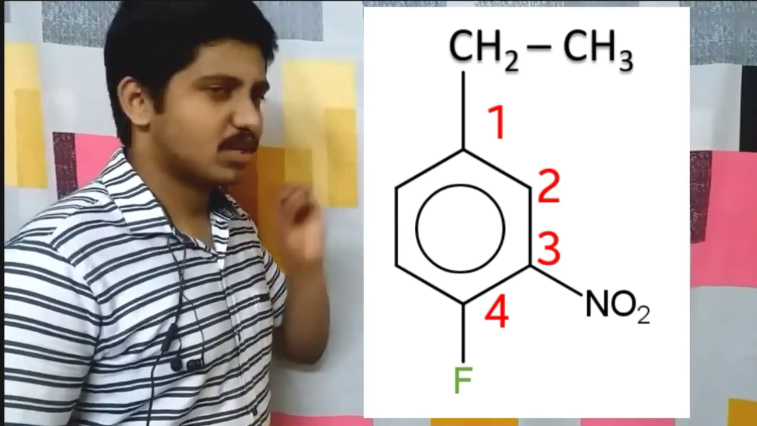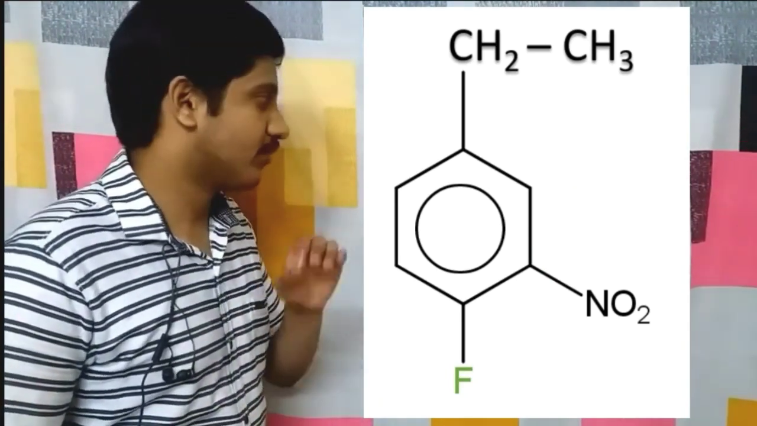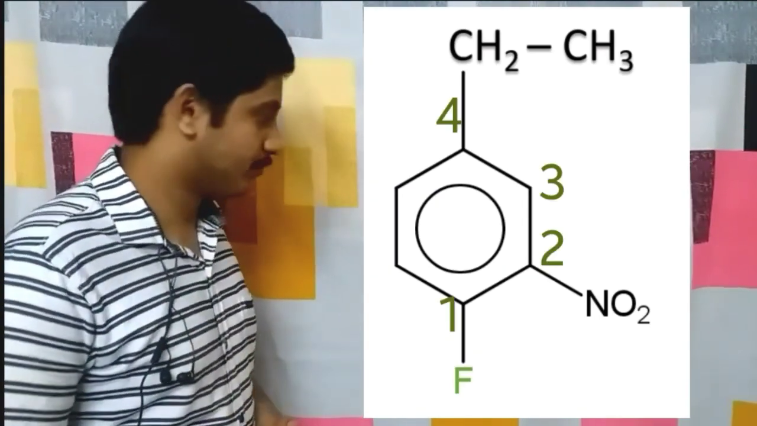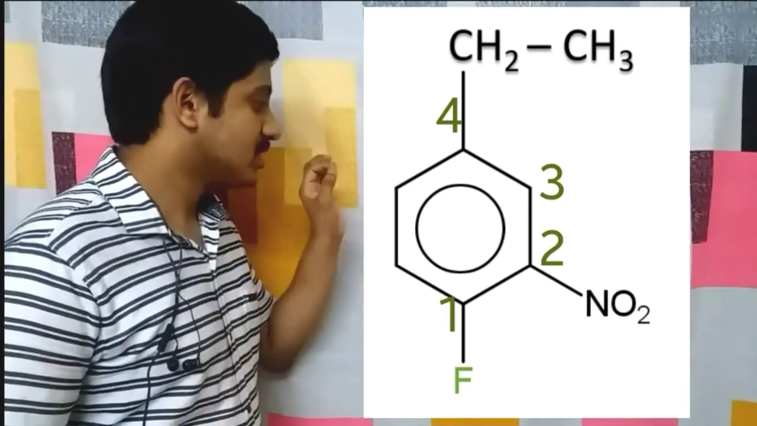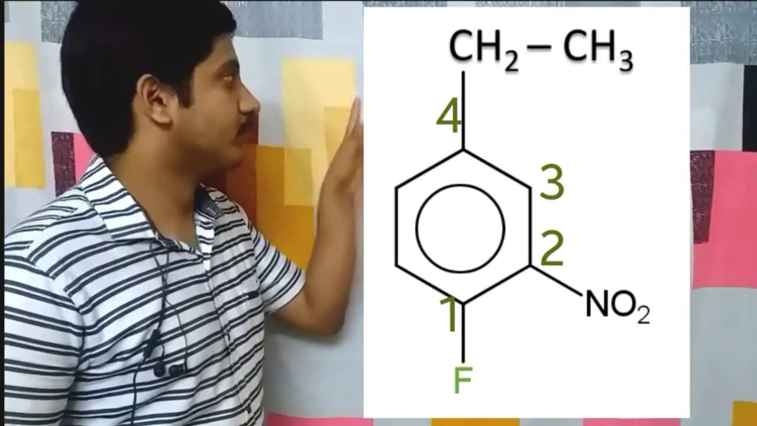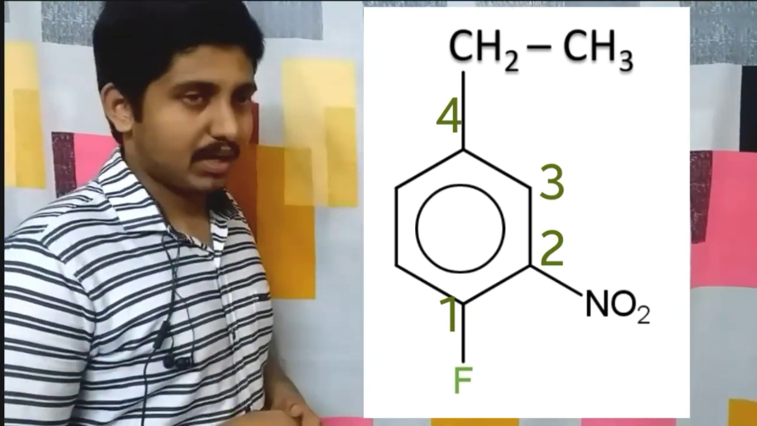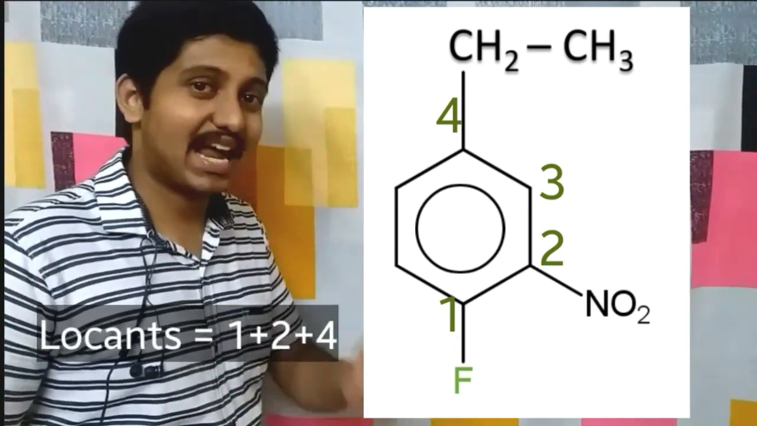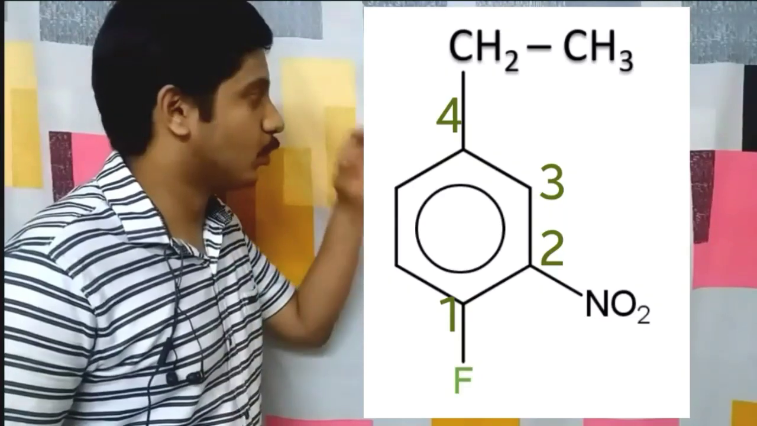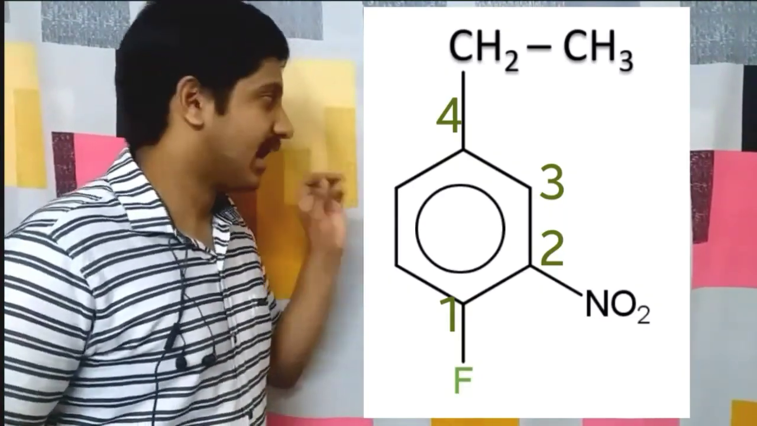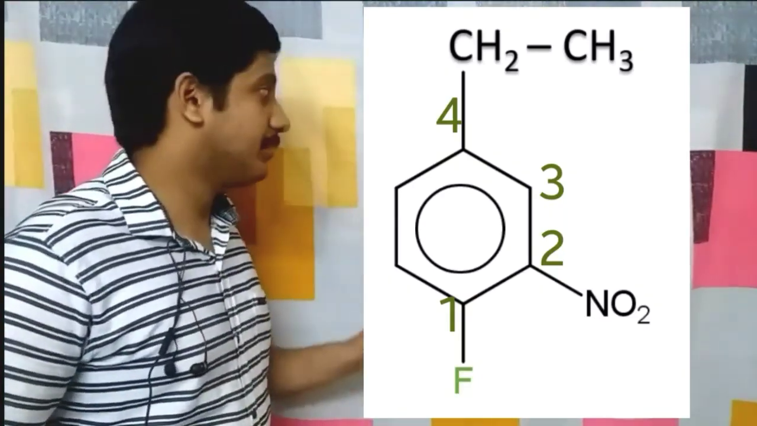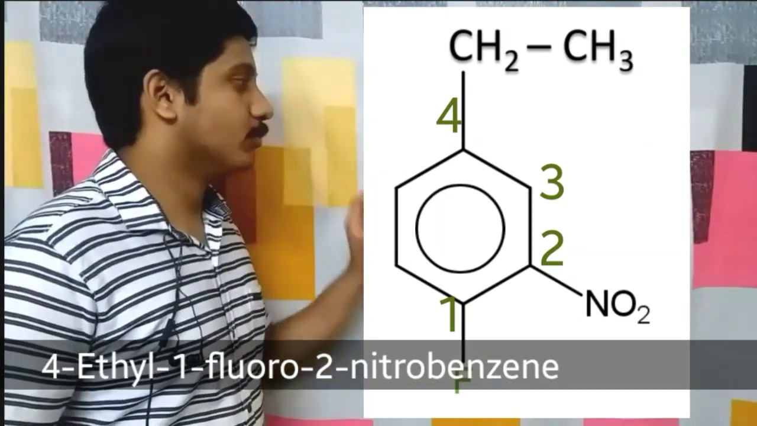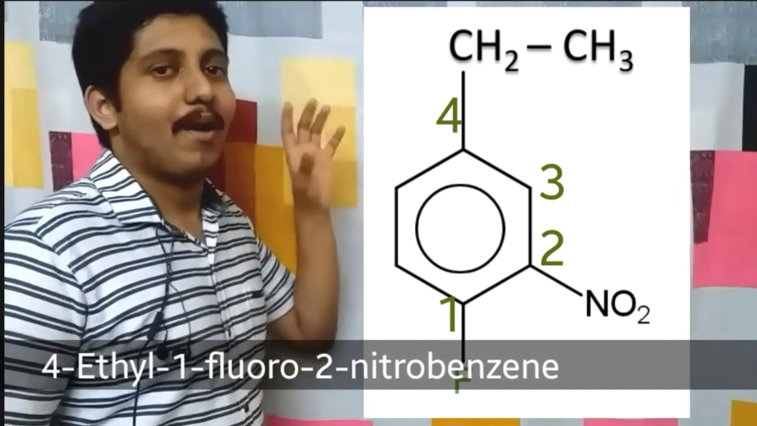We can just violate this alphabetical order for a while and look at another order of numbering. Here we start from fluoro and we have second position for nitro and fourth position for ethyl group. So here we have 1 plus 2 plus 4, that is 7. 7 less than 8 less than 10. So this is the lowest set of locants. And hence the correct IUPAC naming will be 4 ethyl, 1 fluoro, 2 nitro, benzene.